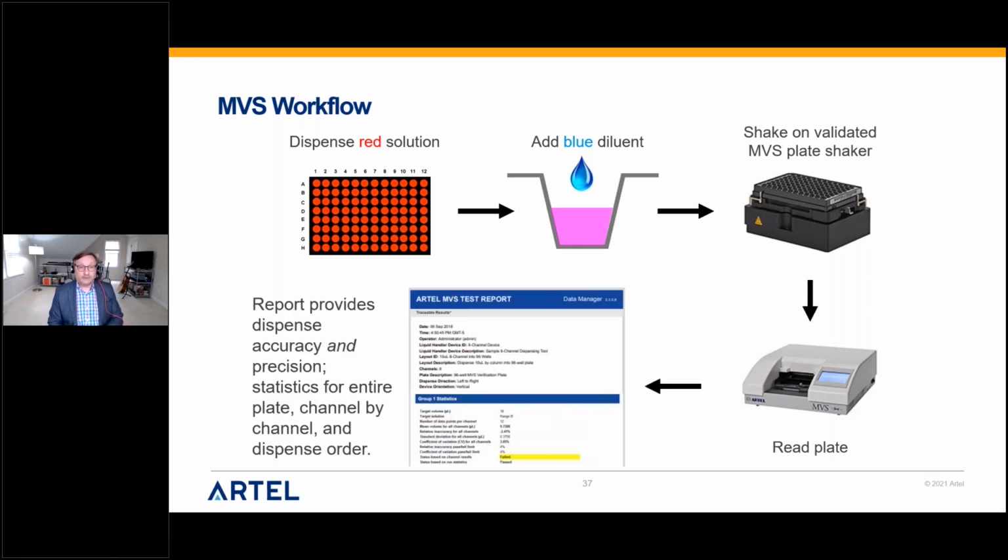What's nice about this is you get full plate statistics, you get individual readouts. You can look channel by channel, dispense order, and then you actually look at precision and accuracy. In some of these other techniques, precision is easy. The accuracy part is really difficult.